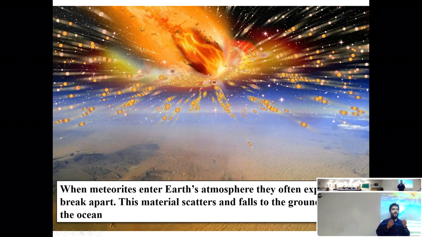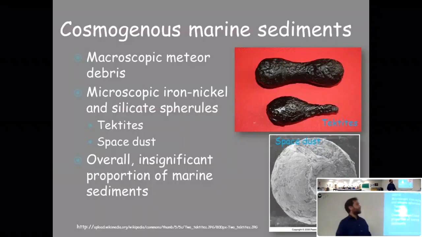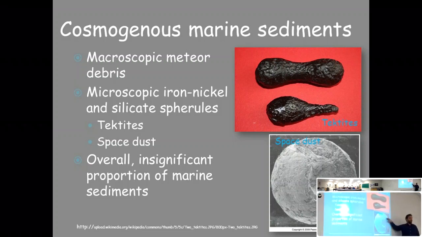So it melts the meteorite, and it forms these little droplets. You all see these little circles it's trying to show you? Those are little droplets of molten rock from the meteorite that have turned into fine spherical dust. It's like little molten raindrops of rock. Those things are called tektites. So tektites can be very big, like this one, things you can hold in your hand, or tektites can be microscopic and they look like that.